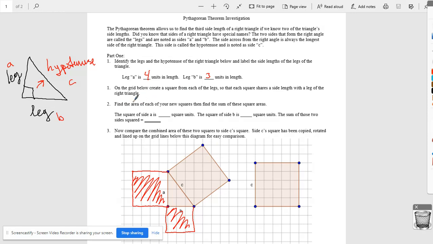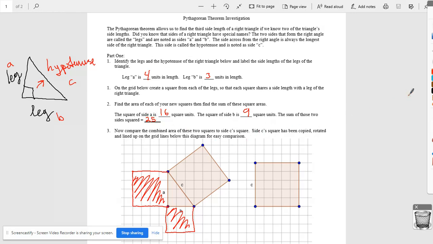Next, it says find the area of each of your new squares, then find the sum of these squares' areas. So the square of side A is a 4 by 4 square. So 4 times 4, we get 16 square units. And the square of side B is 3 by 3. And we can even count 1, 2, 3, 4, 5, 6, 7, 8, 9. But we know 3 times 3 is 9. And the sum of these, 16 plus 9, gives us 25.